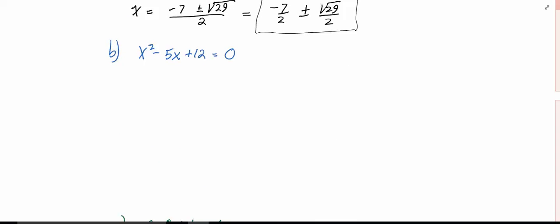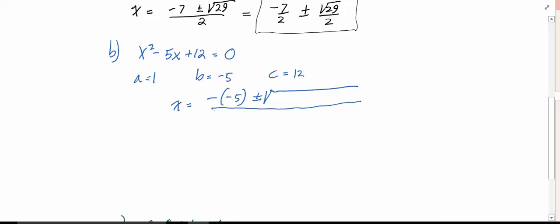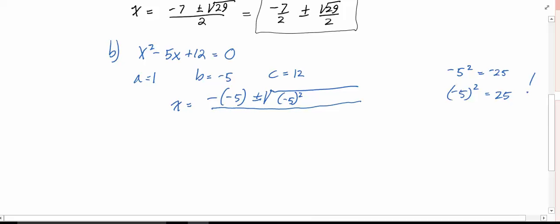Let's take a look at this blue one here. A in this case is 1, b is negative 5, and c is 12. And here we go. x equals, now notice that the b is negative, but the formula owns a negative, negative b plus or minus, so I'm making sure that I put the negative 5 in there after the negative as well. This is very important that you put that in parentheses. Negative 5 squared written without parentheses is negative 25, but negative 5 in parentheses, which is what we're supposed to do when substituting, squared is positive 25. So that's really important that you know the difference.